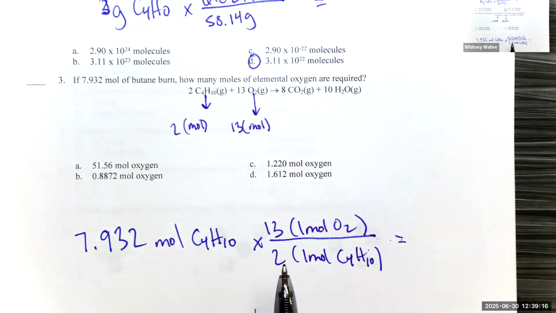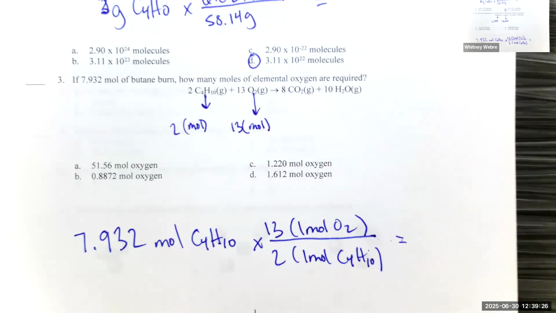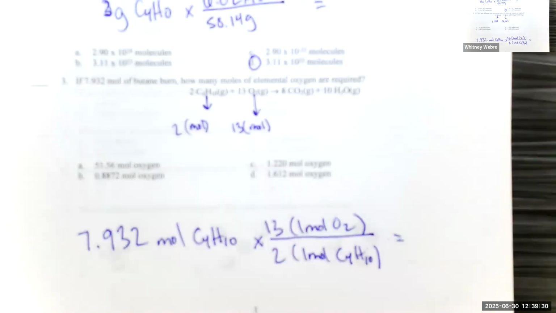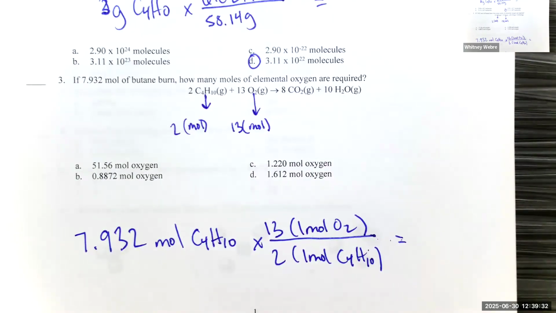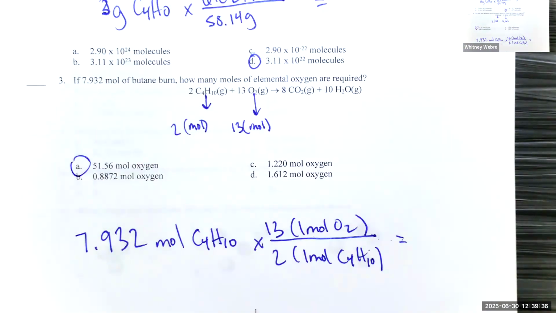On the calculator, this number times, in parentheses, 13 divided by 2, or this times 13, enter, divide by 2. That's if you're going moles to moles. 7.932 times 13 divided by 2 is 51.56. Did y'all get that? Awesome.